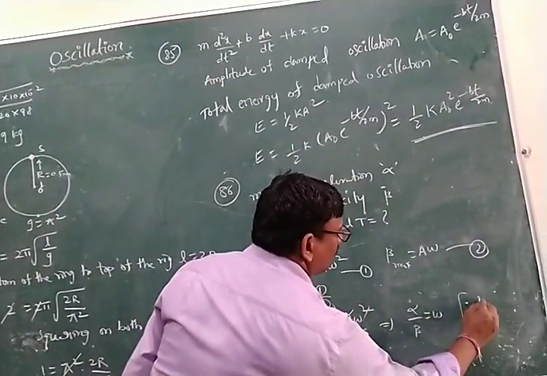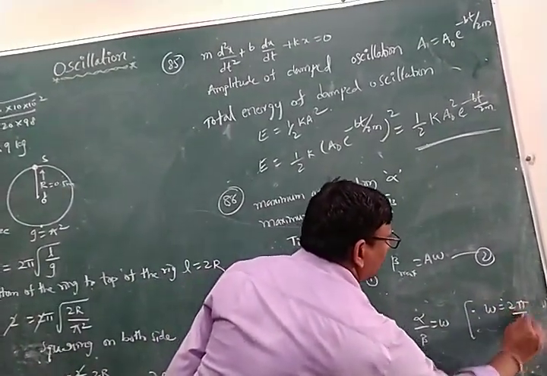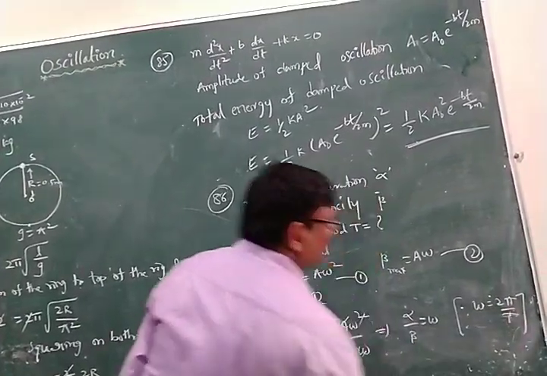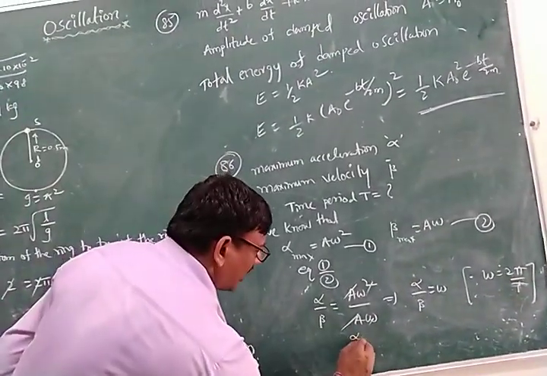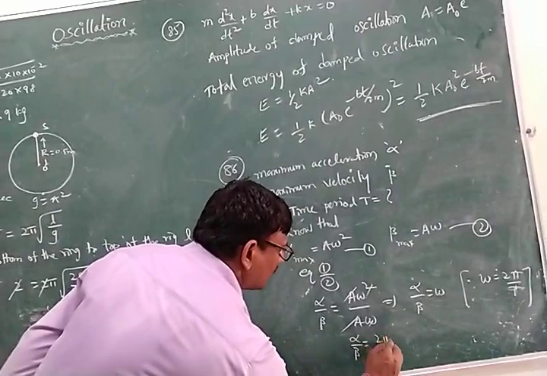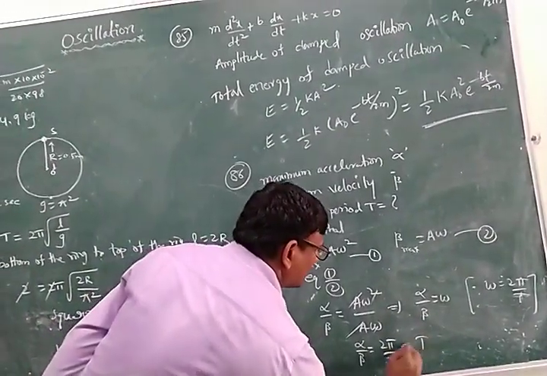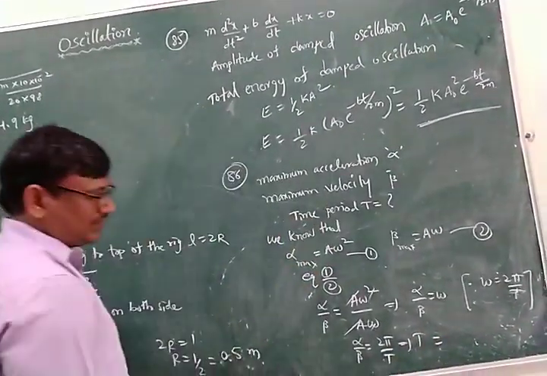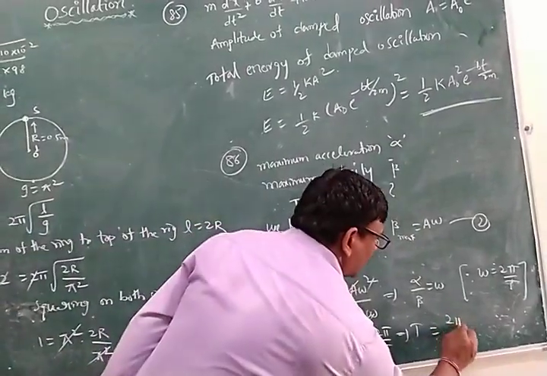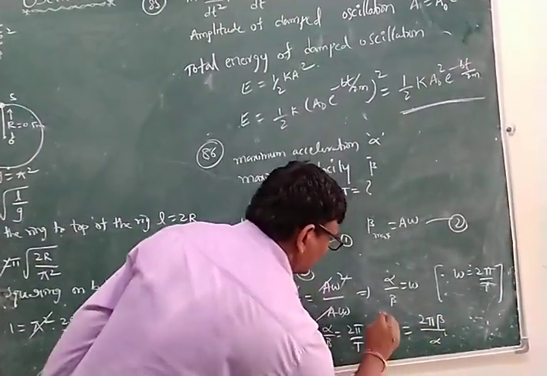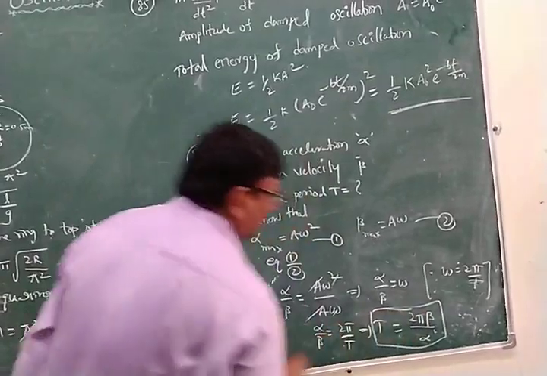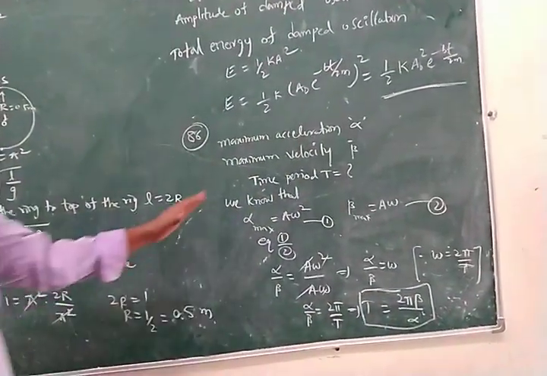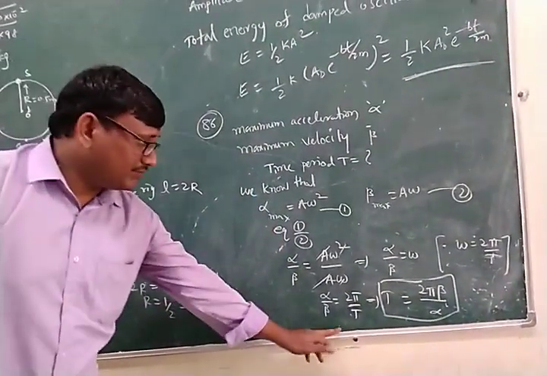We know omega is equal to 2 pi by T. Substitute here. Alpha by beta is equal to 2 pi by T. Then T is equal to 2 pi beta by alpha. This is the time period in terms of maximum acceleration and maximum velocity.